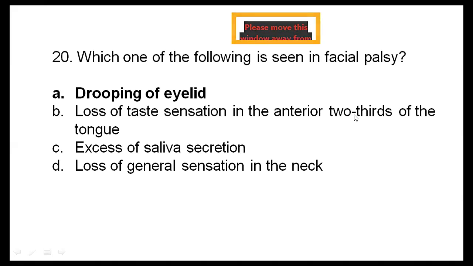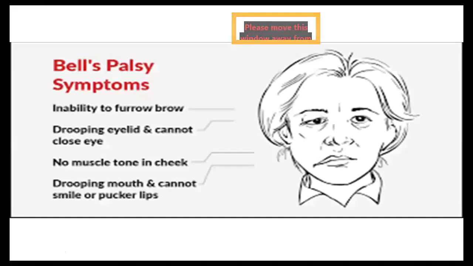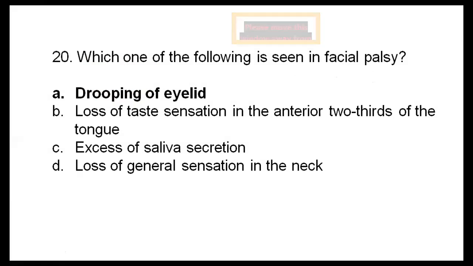Is it satisfactory? I don't know. My opinion is totally different from yours. I was feeling so, that's why. Drooping of the eyelid is more characteristic because not all cases you will see saliva changes, not all. It's not really associated. General sensation in the neck is not associated.